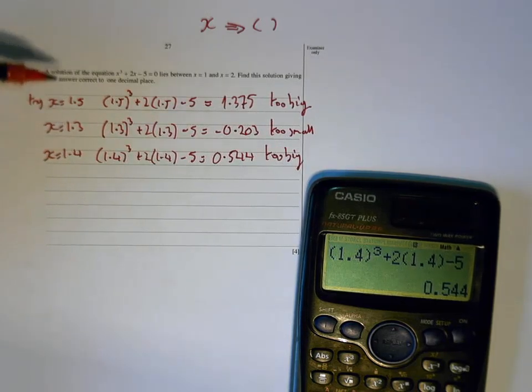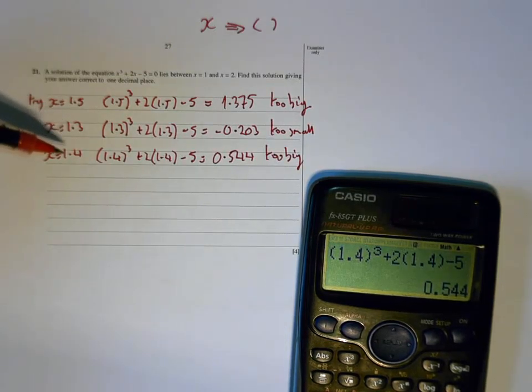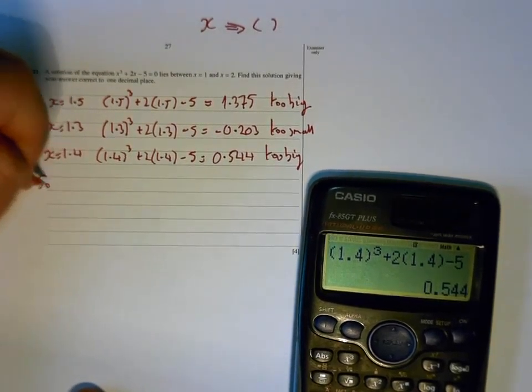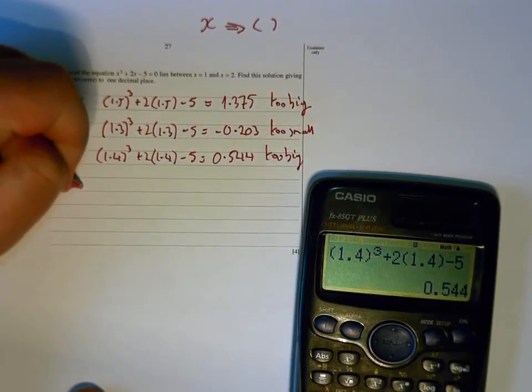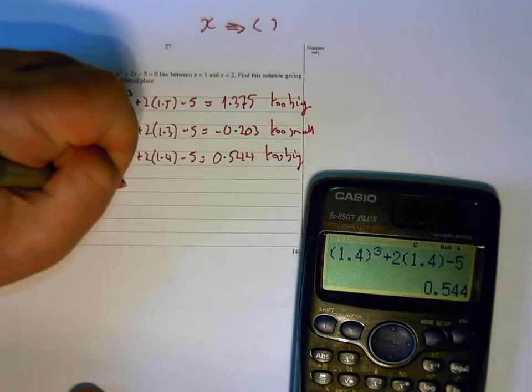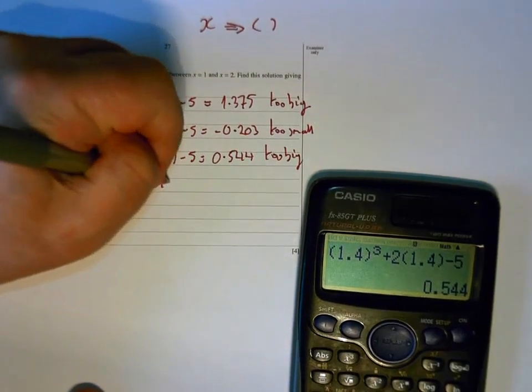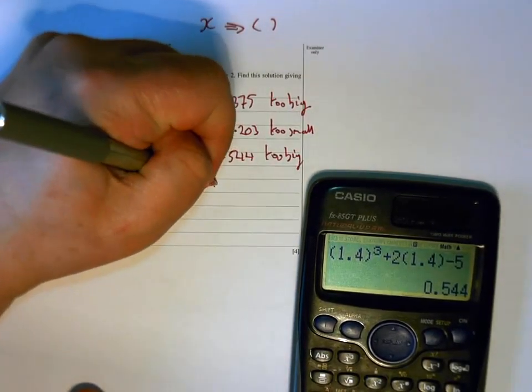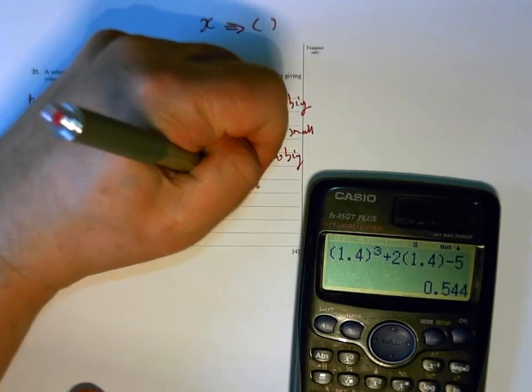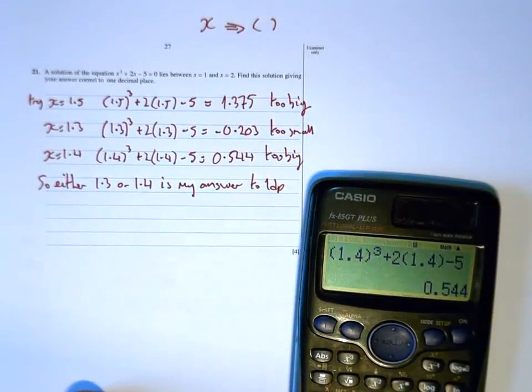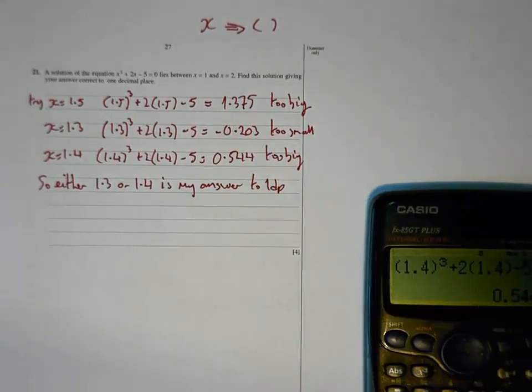Now I only have to give my answer correct to 1 decimal place. So one of these is my solution. So I'm zooming in until I get it between two consecutive 1 decimal place numbers. So either 1.3 or 1.4 is my answer to 1 dp. So the question is, how do I decide which one?